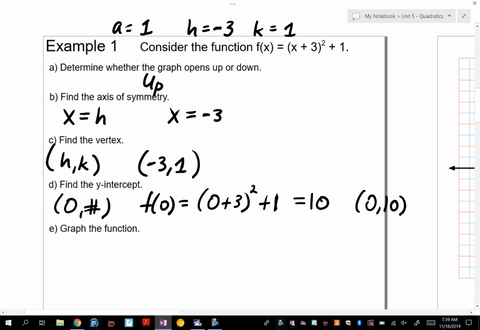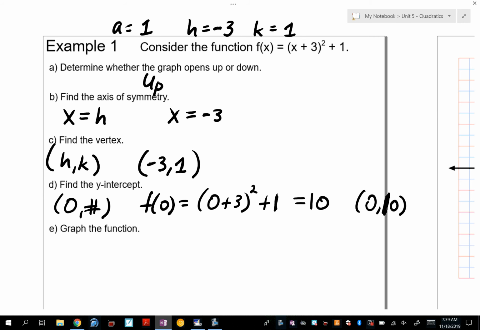And I'll accept it if you write 10 or y equals 10, but you know my preference. What's my preference? The ordered pair. I would prefer you to write 0, comma, and then the number. No, it's 0, 10. It's hard to see. That's a 10 there. It's a 1. 0, 10.